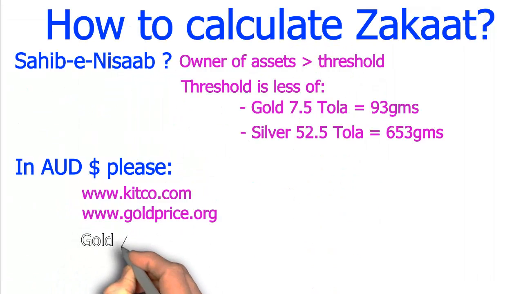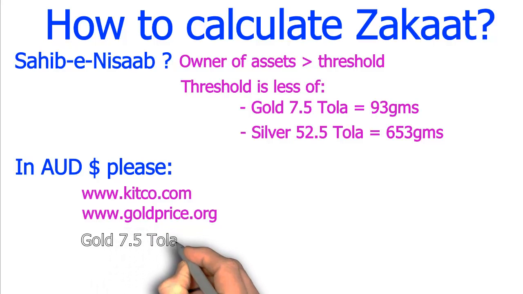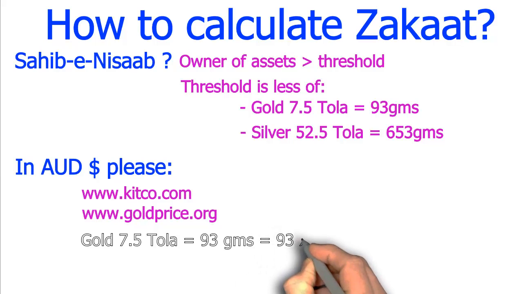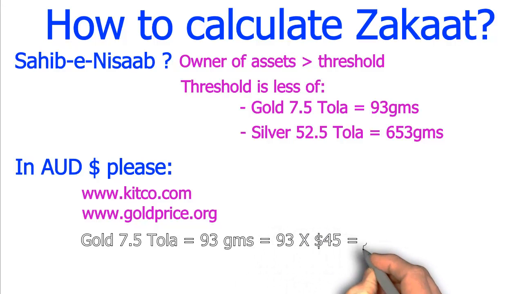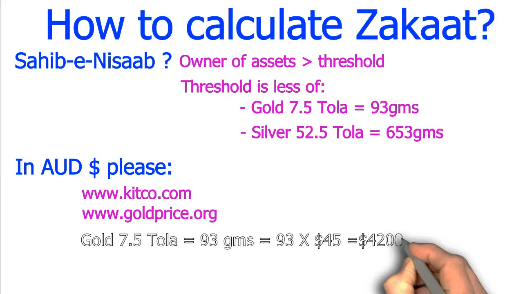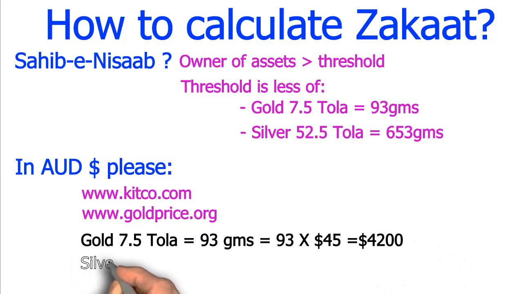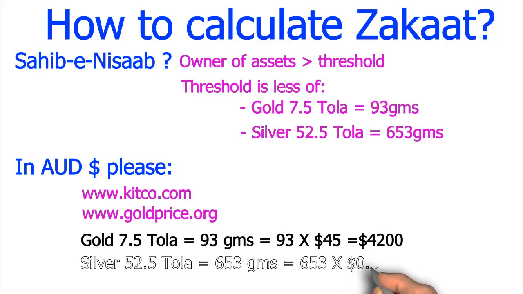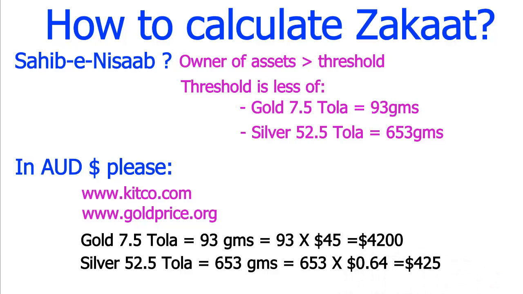So we said for gold, you needed 7.5 tola of gold. That comes to 93 grams, and each gram was worth 45 Australian dollars. So you multiply those two out, and you get 4,200, approximately. For silver, you needed 52.5 tola, which is 653 grams. So you multiply that by the price of silver, which is $0.64, and you get something like $425.